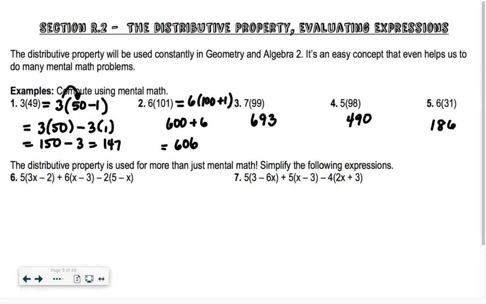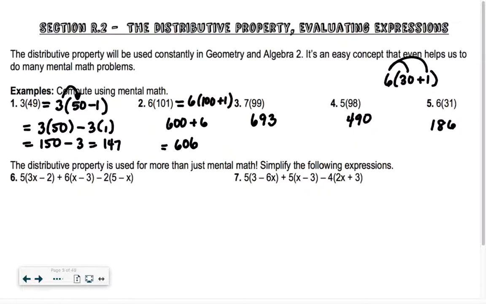Okay, if you have 6 times 31, we do 6 times 30, and then plus 1. So we do 6 times 30 first. What's 6 times 30? 180. And then what's 6 times 1? 6. So then we add those two things together. So we're breaking apart the problem.